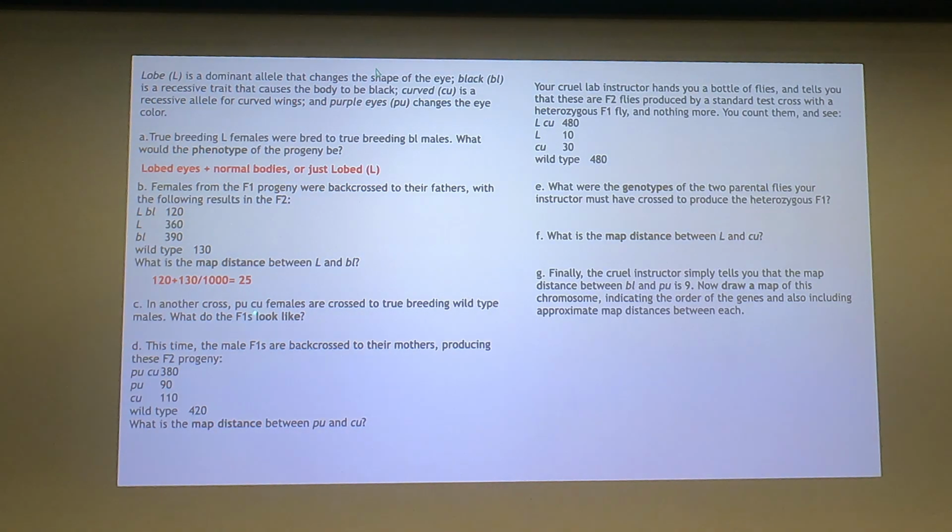So PU and CU are recessive. The wild type is dominant. And in both of these, the males and the females are homozygous. So what will the progeny be? Wild type. Yeah, so they're going to be heterozygous expressing the wild type phenotype. So that should be our answer there. And you can write it out in multiple ways here.